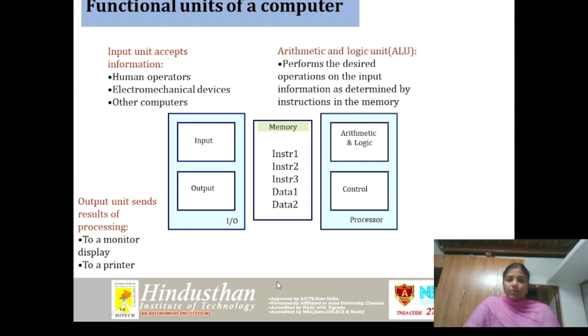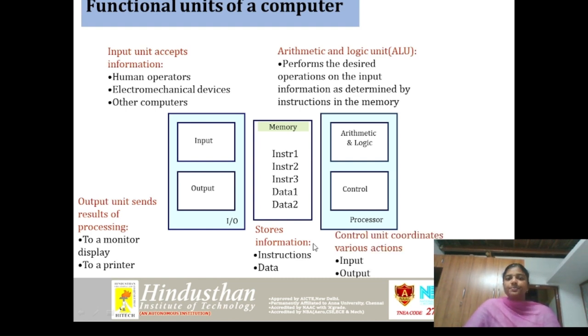And the ALU. The ALU is present in the processor, and the use of the ALU is that it performs the desired operation on the input information as determined by the instruction in the memory. Whether it wants to perform an arithmetic operation or a logical operation, that will be performed by the ALU. And next one is the memory. Memory, as I said before, stores information like data or instructions. The data is a collection of information, and a set of data together is known as an instruction.